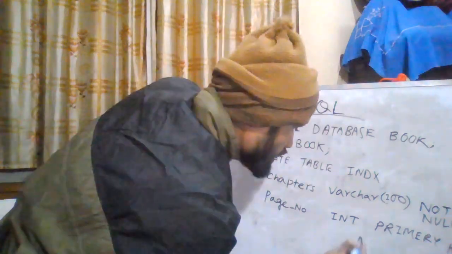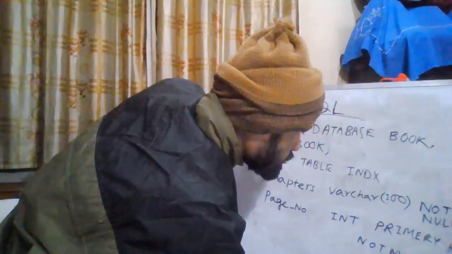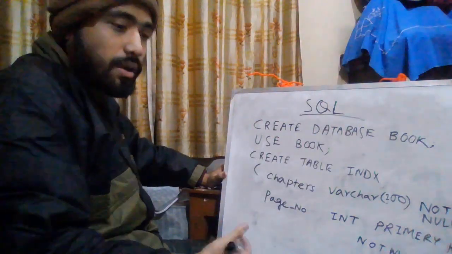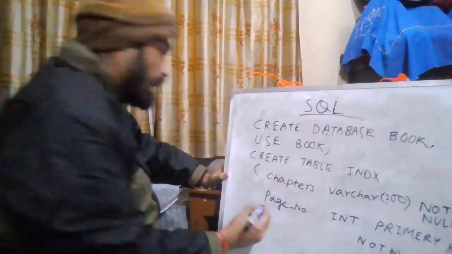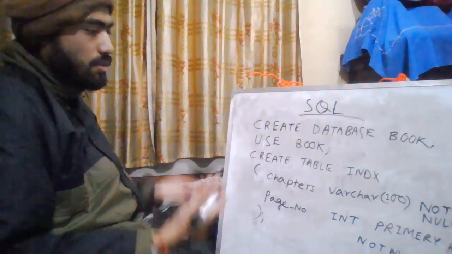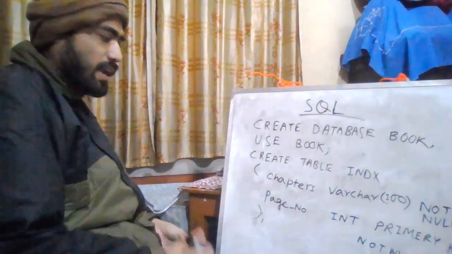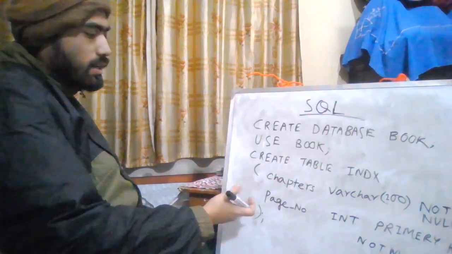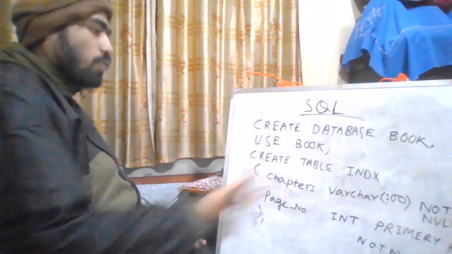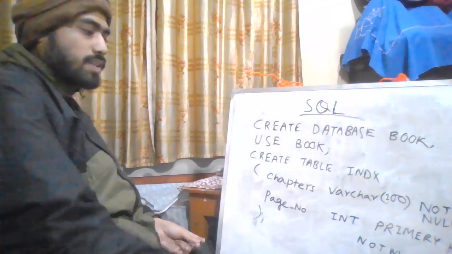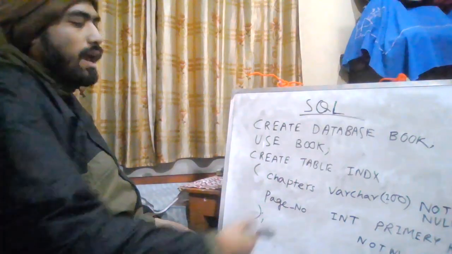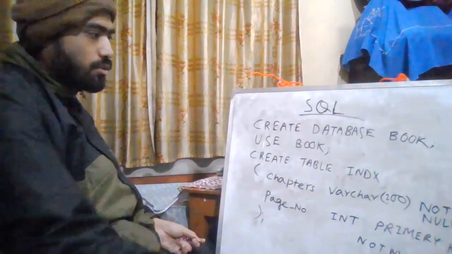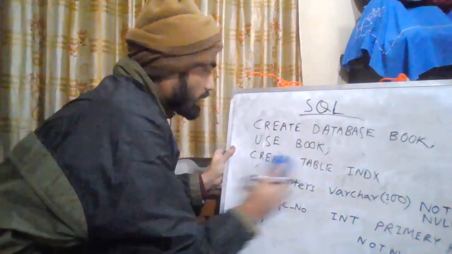and also you can write not null, because page number also cannot be null. And then close the bracket. So chapters is varchar 100 and not null constraint is there. And page number is integer type. It is the primary key, and also not null. Okay.